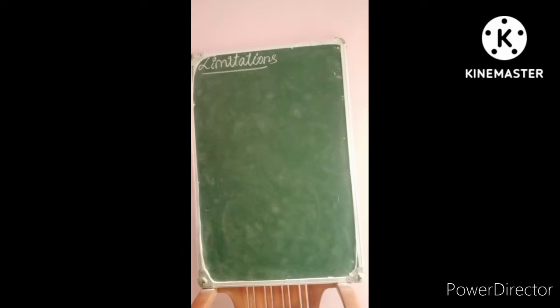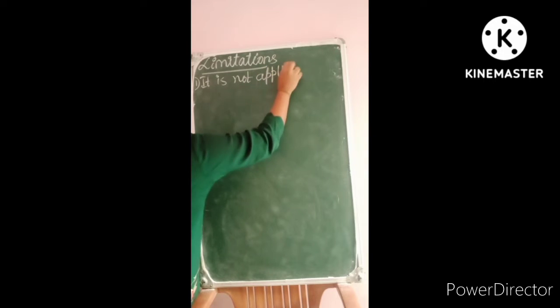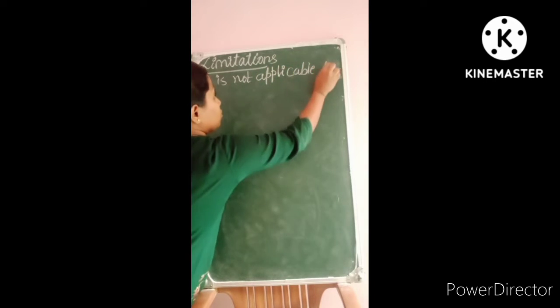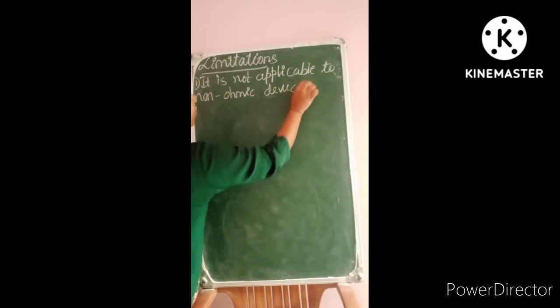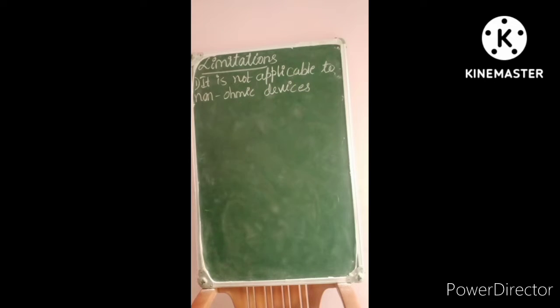Ohm's law has some limitations. The first limitation is that it is not applicable to non-ohmic devices. What are these non-ohmic devices? The devices which do not obey Ohm's law. Such devices we call non-ohmic devices, for example semiconductors, thermistors or discharge tubes.